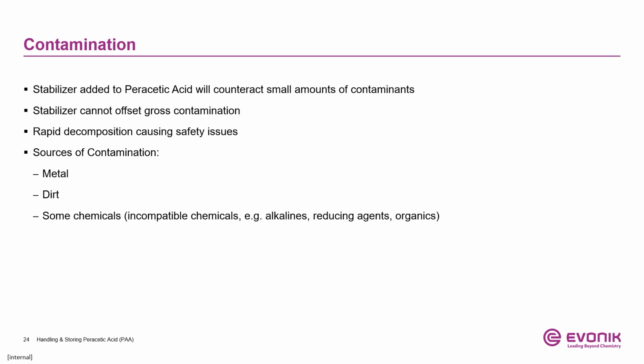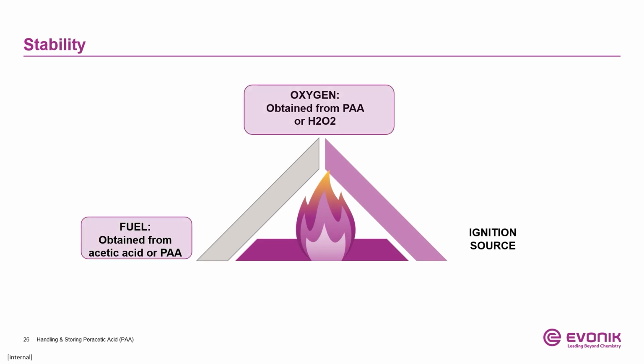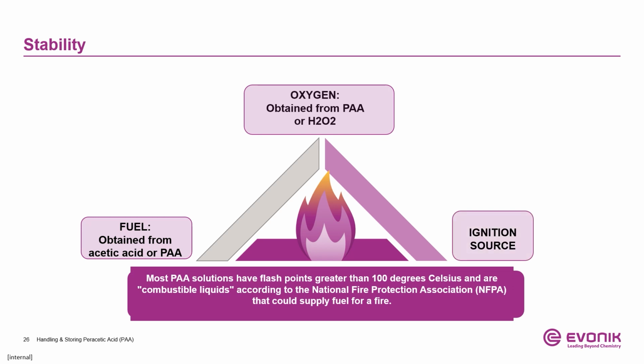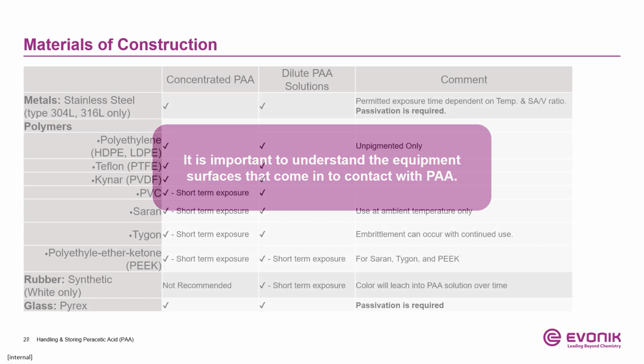What are the sources of contamination? Certain metals, dirt, and many chemicals can start the decomposition process. You should be aware that peracetic acid will release large volumes of oxygen and heat when it decomposes, especially the undiluted product. Peracetic acid has 2 of the 3 components of the fire triangle. Remember that each PAA solution has a flash point and contains certain amounts of combustible components that could also be a fuel source. It's important to understand the equipment surfaces that come into contact with PAA.